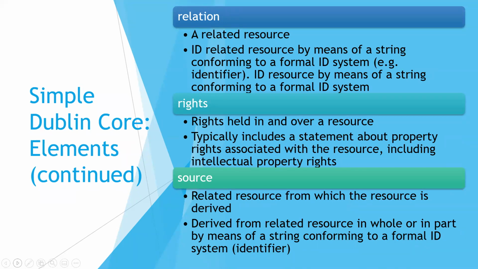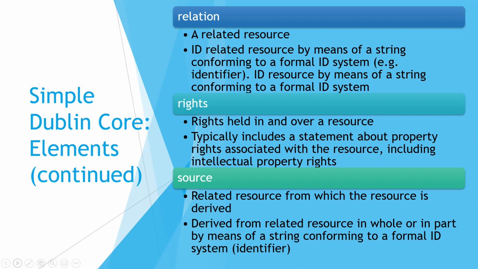Okay, our next 3 elements are relation, rights, and source. While the elements relation and rights are fairly self-explanatory, source is a little murky. Source is the information about a second resource from which the present resource is derived. So try to think of primary and secondary resources when you're doing research. That's where source comes in.